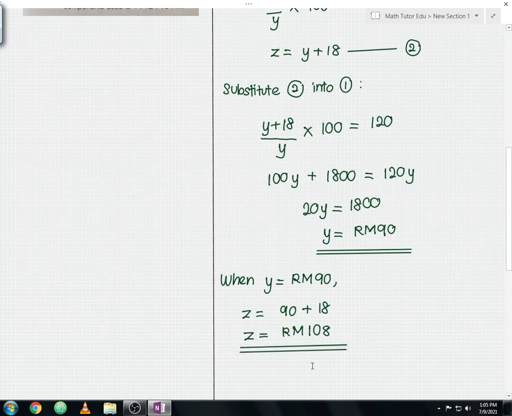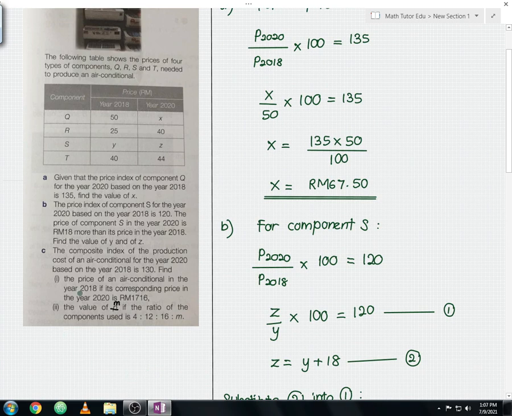Let us proceed our discussion for the question C part 1 now. For the question C part 1, we are required to find the price of an air conditioner in the year 2018 if its corresponding price in the year 2020 is 1716 ringgit. They already give us the composite index of the production cost of an air conditioner for the year 2020 based on the year 2018, which is 130. We're going to treat this question similar to our calculation for the price index. The only difference is they gave us the overall value, which in this case is the composite index, and this 1716 is not representing the price of one component, but it's representing the price of one single air conditioner. I hope I made myself clear about this, guys.